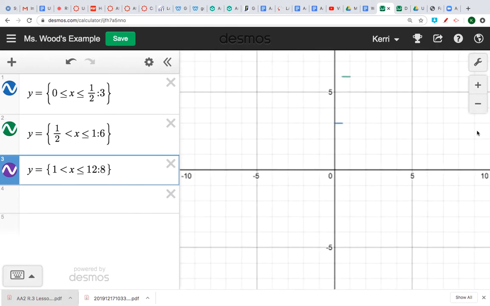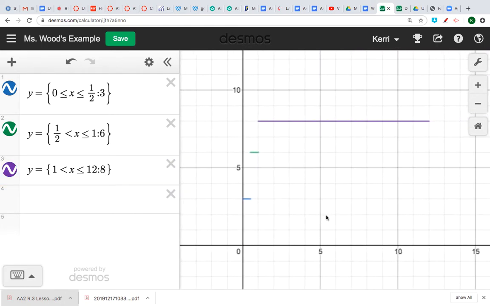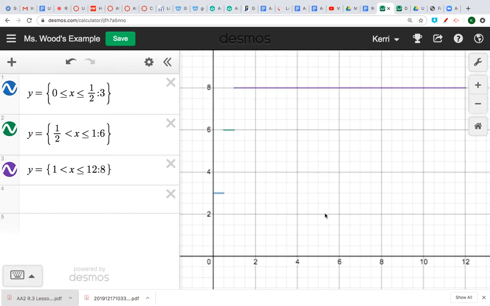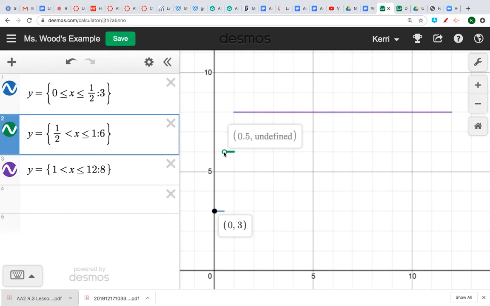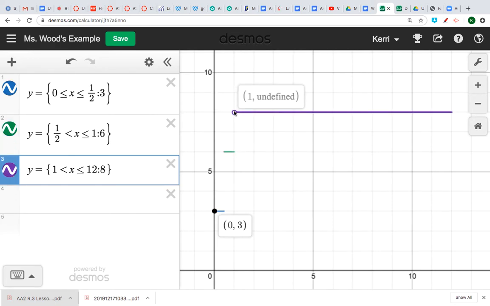If we click our home button, we should be able to see this particular graph. And remember, that is a closed circle and a closed circle. Here, it's an open circle and a closed circle. Here, it's an open circle and a closed circle. My first question for you is, why is this not an arrow?